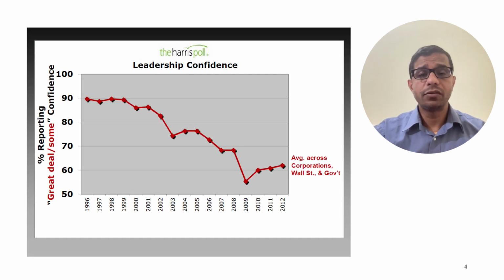So the same graph that you saw in the last slide, if we take an average across those three sectors of corporations, Wall Street, and governments, we see there is an overall decline in people's confidence in their leaders. People do not trust their leaders as much. So if at one point of time 90% of the people had confidence, had trust in their leaders, now, meaning in 2012, now it may have been worse, the confidence seems to be about 60%. That's a 30% decline, which is a major decline in the level of trust that people have in leaders.